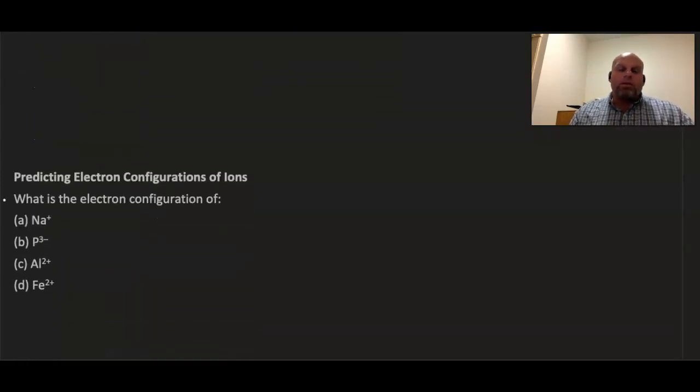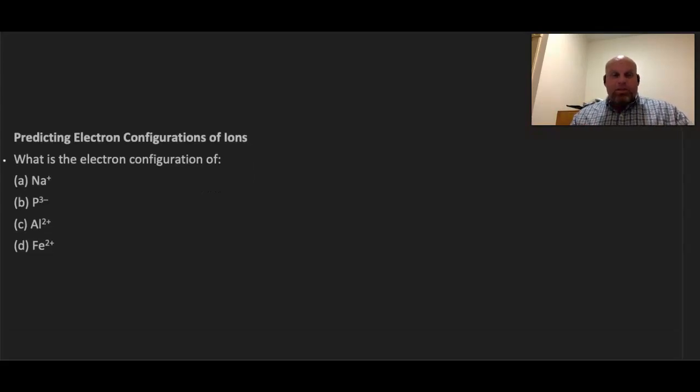Finally, predicting electron configuration of ions. Basically all we're doing here is adding or subtracting the appropriate number of electrons based on the charge. For sodium +1, I'm not doing an electron configuration of 11 electrons, I'm doing it of 10 electrons. Phosphorus 3- means I've gained 3 electrons, so instead of the 15 that phosphorus would have, I'd be doing a configuration for 18, and so forth.